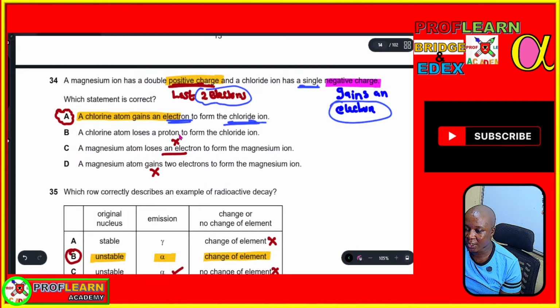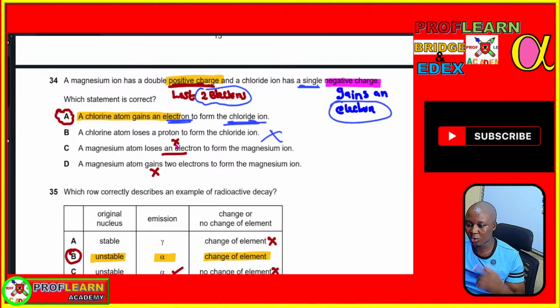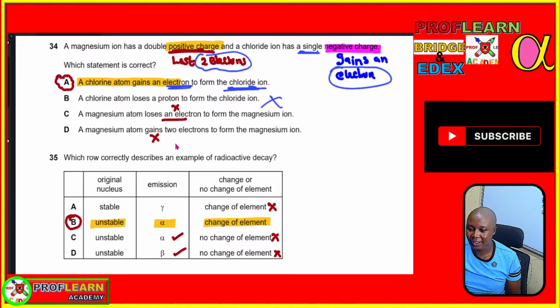Chlorine atom loses a proton. That's wrong. Magnesium loses an electron. So it's wrong because we are told it has 2 positive charges, so it has to lose 2 electrons. So that's why that is wrong. And the magnesium atom gains 2 electrons, so if it gains, it's going to become negatively charged, and that's not the case. So we're going to say the correct answer is A.